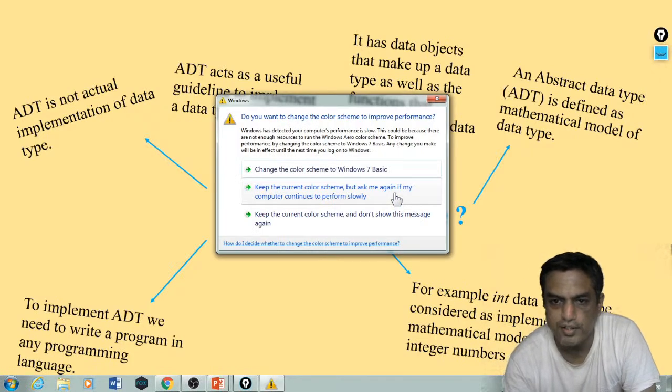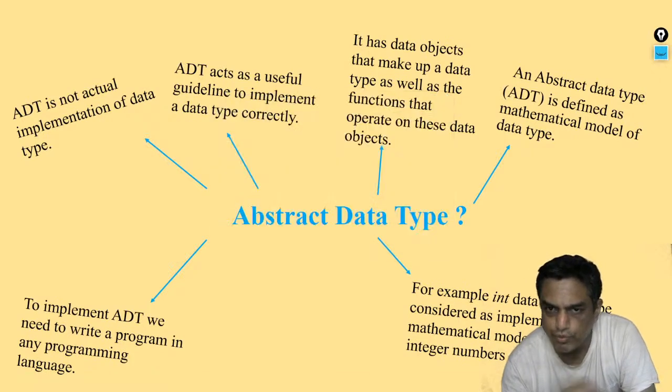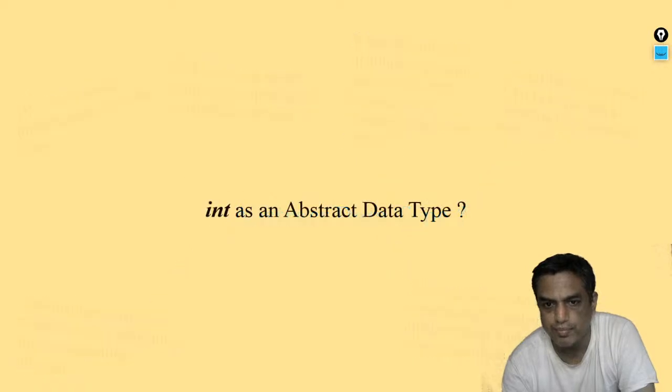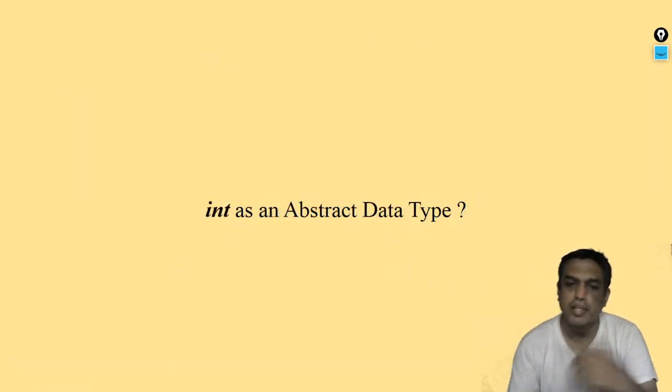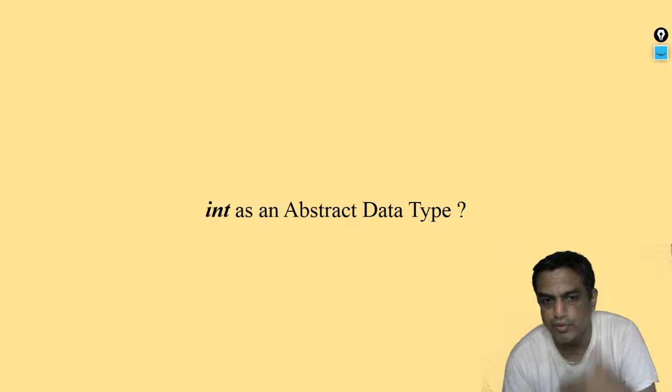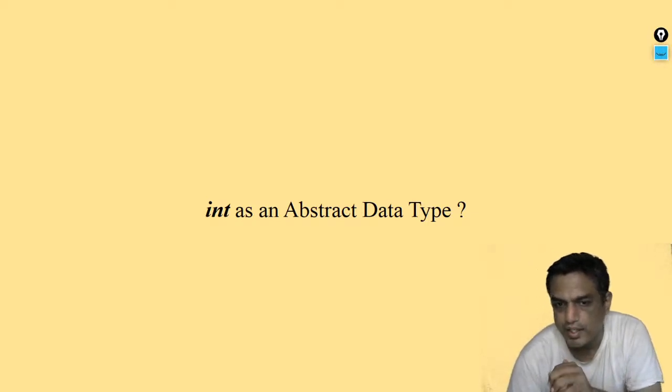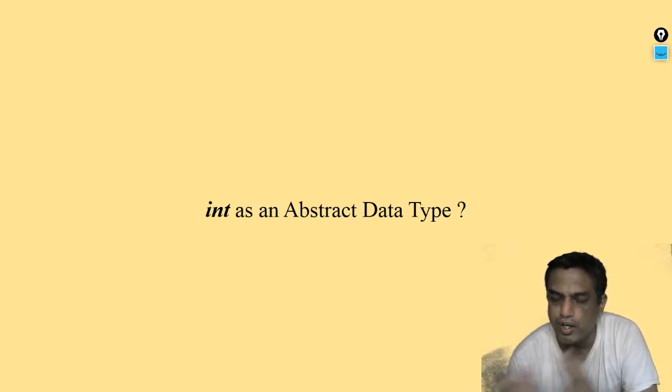Okay, I hope you understand. Moving further, the int data type example, right? Int as an abstract data type. Can you understand int as an abstract data type? The int data type we already have.